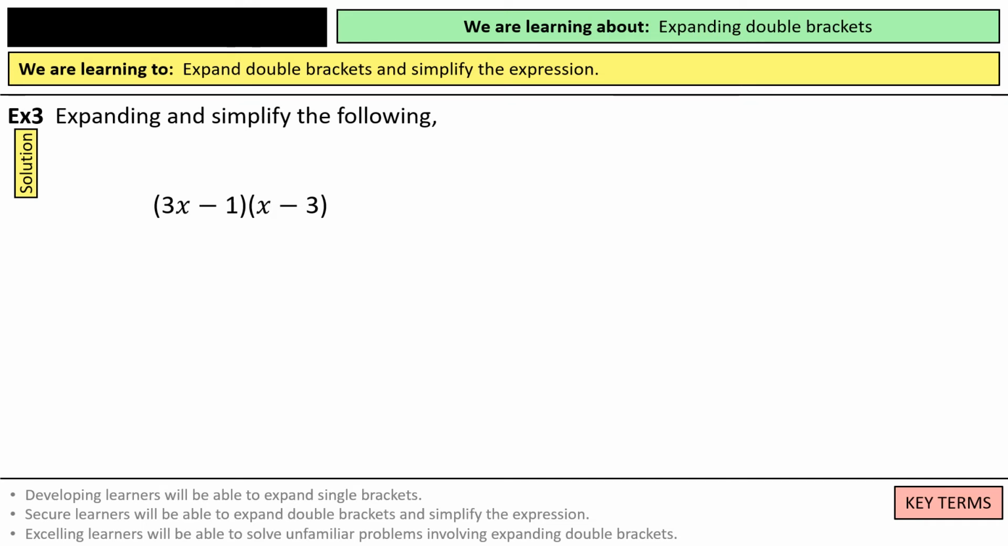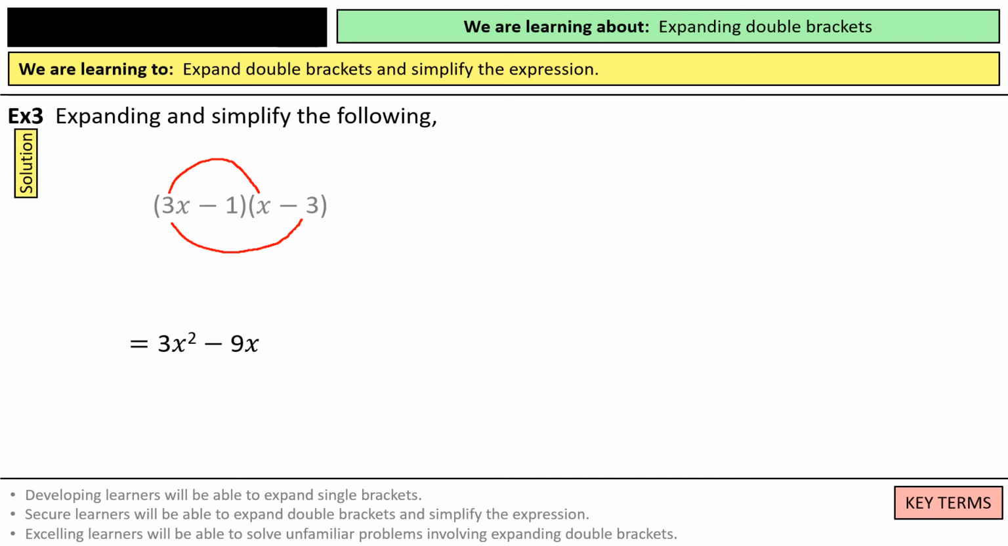3x minus 1 times x minus 3, starting with our firsts. 3x times x is 3x squared. Now let's go to our outers. 3x times 3. Well, 3x times 3 is 9x, but again, we've got to be careful that this isn't 3, it's minus 3. So it's a positive times a negative, so it's minus 9x.